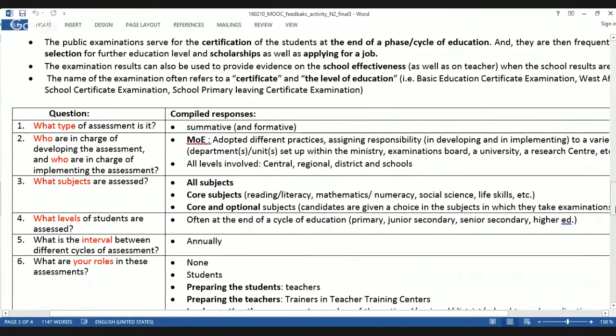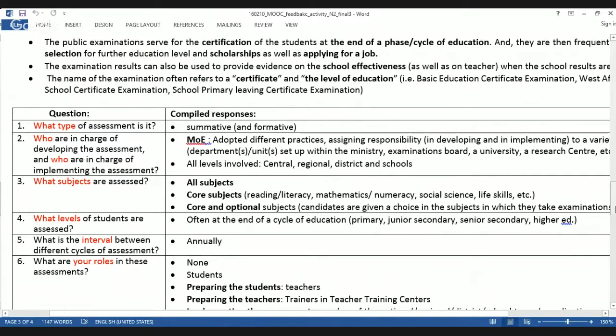But here there is no one model of developing and also implementing this. It varies from one country to another. For example, there can be some department units in charge of doing those duties within the ministry, or there can be external governmental councils, for example, in charge. And what was very interesting is to see that all levels are involved in this process. Central, regional, district, and school level.